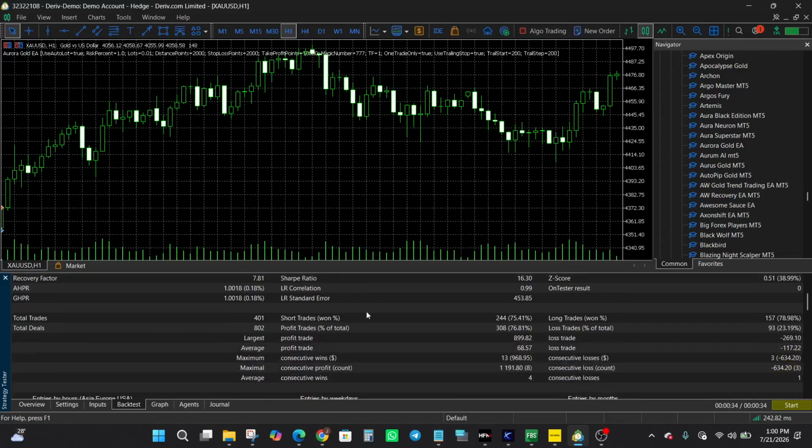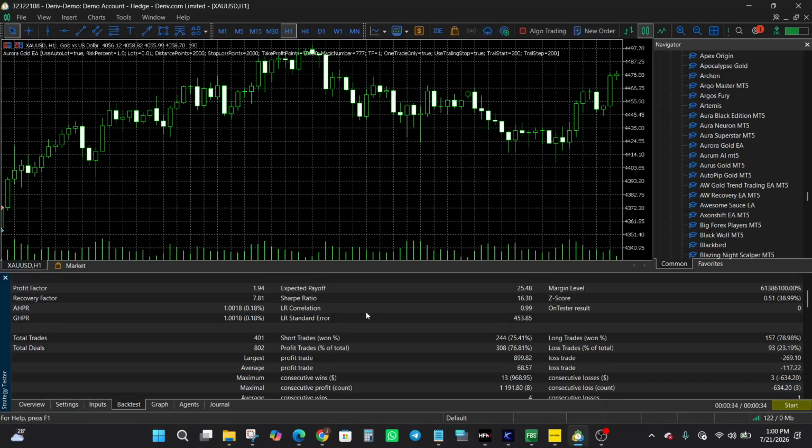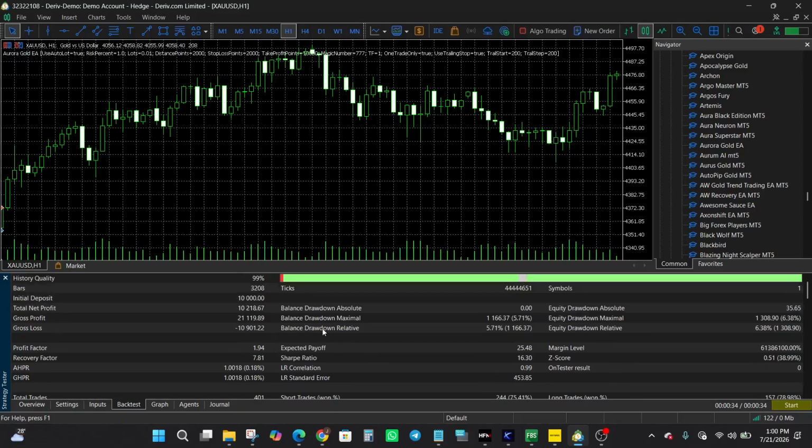The holding times were short too, averaging around 2.5 minutes per trade, even though the listing recommends the H1 time frame. So keep that in mind if you are expecting longer swing style holds based on the time frame alone. Basically, the profit generated was a little bit over 100% because the deposit was $10,000. Total net profit was $10,218.67.